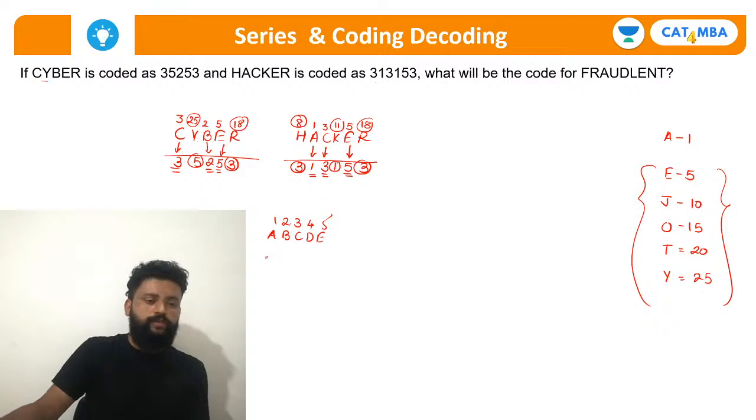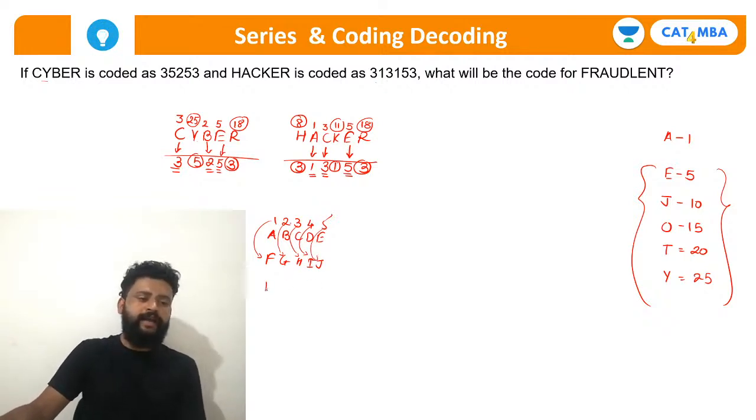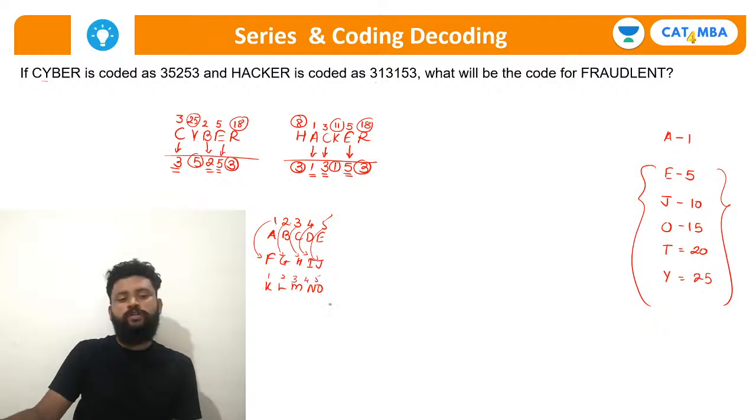So for the next group after E, it will be F, G, H, I, J. So F is sixth, but basically it will be treated as first. Again, G is second, H is 3. I is ninth, but we'll treat as 4. We'll use the code for I as 4. Code for J will be 5. Then after that, K, L, M, N, O. We'll again start from 1, 2, 3, 4, 5. So 15th letter will be coded as 5.